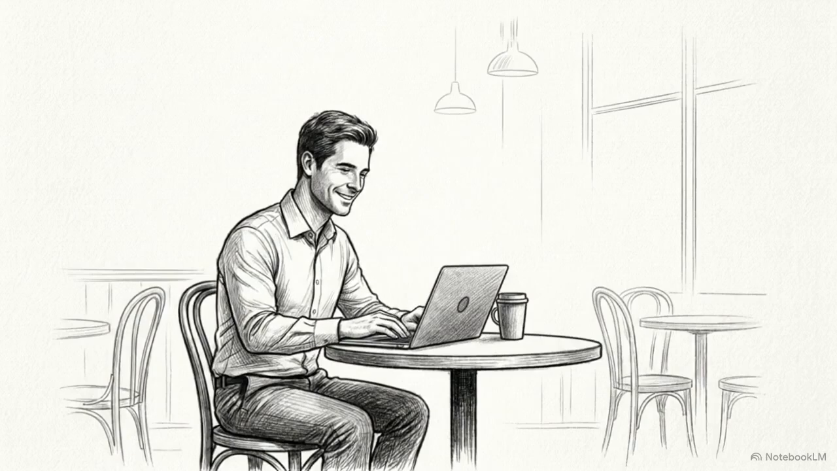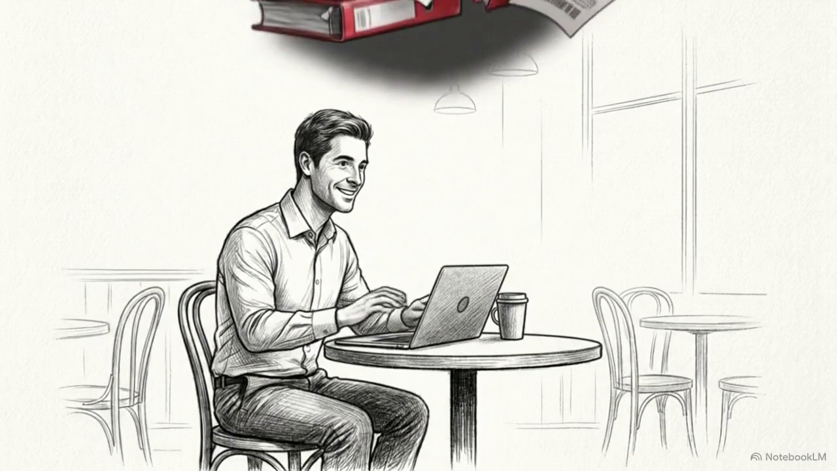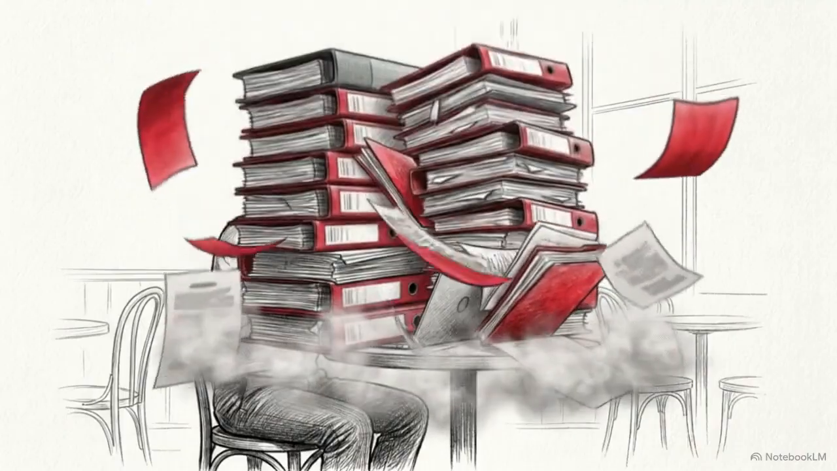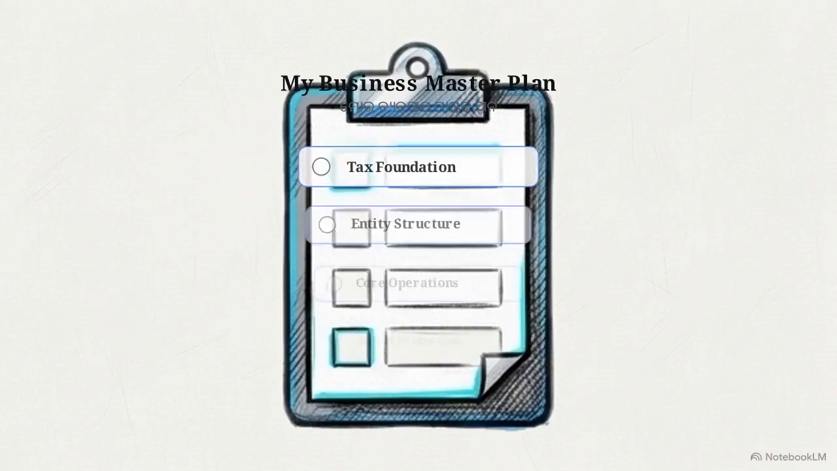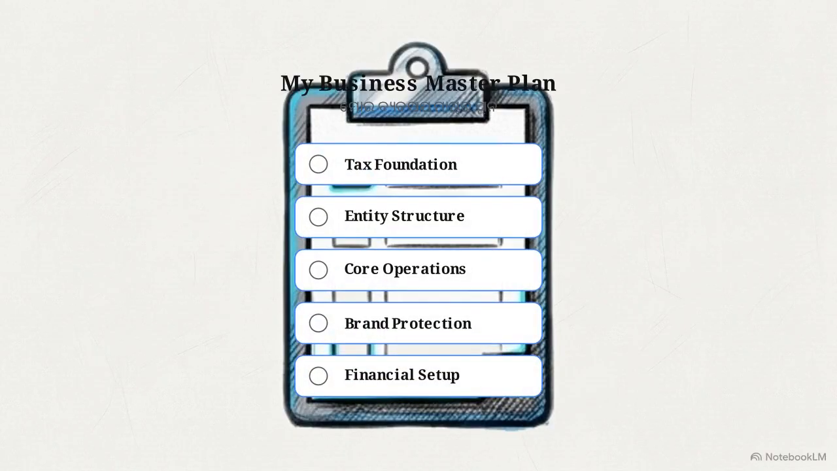The excitement of starting a new business usually hits a wall the moment you sit down to make it official. You are immediately faced with a maze of legal paperwork, confusing acronyms, and conflicting advice about what you actually need to legally operate. To cut the confusion, we'll build this checklist, My Business Master Plan.